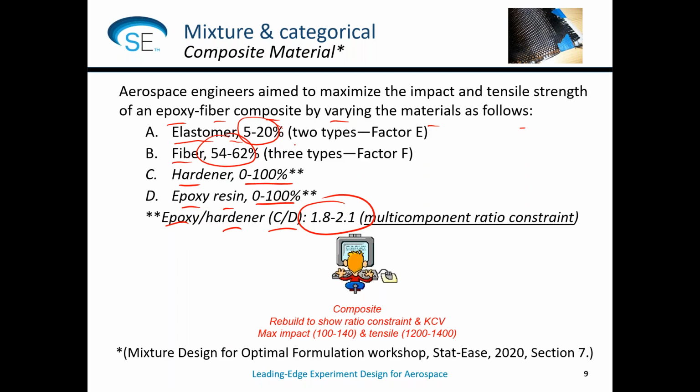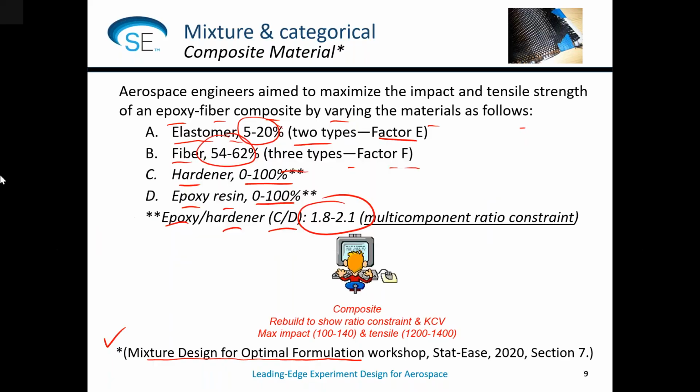The categoric comes in because there's 2 types of elastomer and 3 types of fiber. And this is one that we've used in our workshop, mixture design for optimal formulations. And I'm not sure if it survived into the distance learning mixture design when we switched from in-person after the pandemic started, and we had to scale back a little bit to avoid the Zoom fatigue. But it would be in the in-person class if we get going on those again.